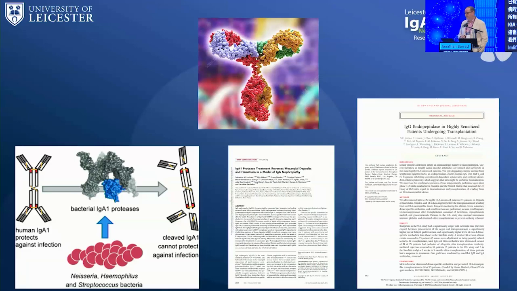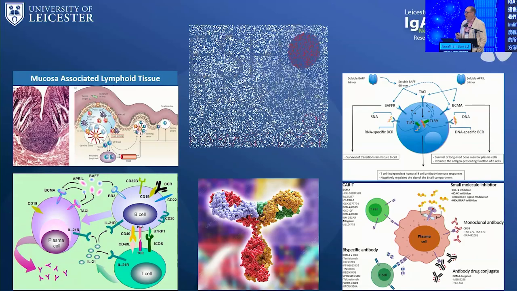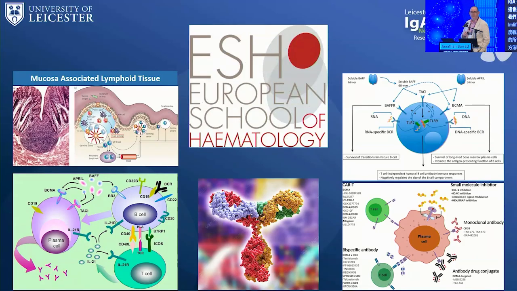It may well be. So we have all of these wonderful approaches that are coming that will allow us to target the pathogenic IgA. And so if I was going to advise any of the younger nephrologists in the audience, what would be the next conference or training course you'd go on? I would suggest you go to the European School of Hematology, because everything I've talked about has come from the hematologists.